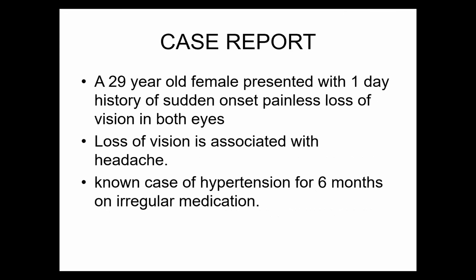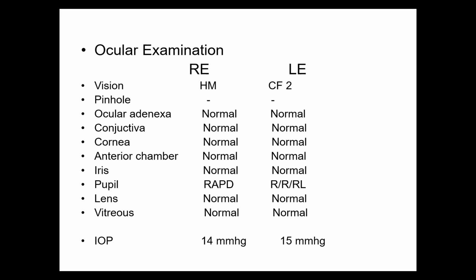Coming to the case report, a 29-year-old female presented with a 1-day history of sudden onset, painless loss of vision in both eyes. The loss of vision was associated with headache. She is a known hypertensive for 6 months on irregular medication. On ocular examination, the vision of the right eye was hand movements with no pinhole improvement. In the left eye, the vision was counting fingers at 2 meters with no pinhole improvement. Other anterior segment examination of the right eye was normal, except for the pupil, which showed a relative afferent pupillary defect. The anterior segment findings of the left eye were normal. The intraocular pressure was 14 millimeter of mercury in the right eye and 15 millimeter of mercury in the left eye.